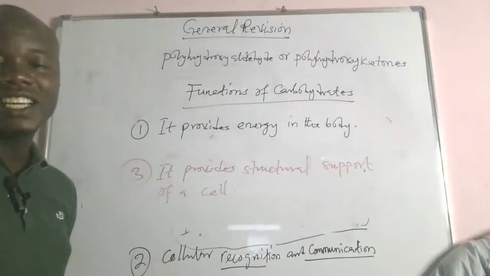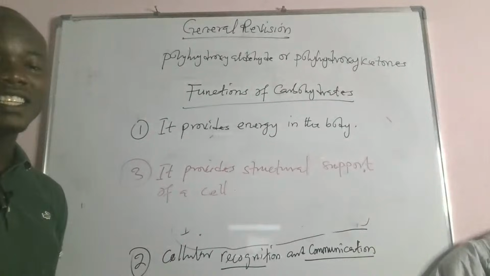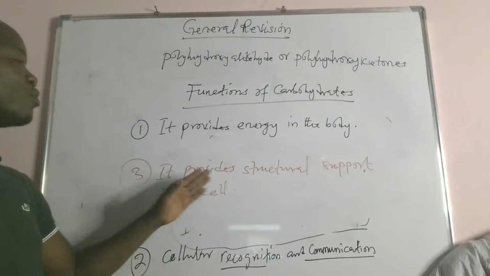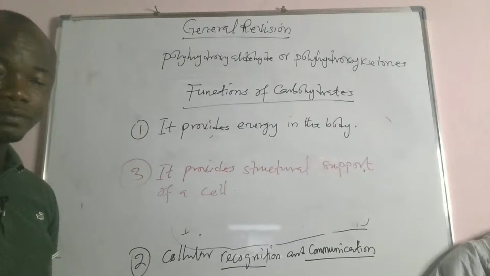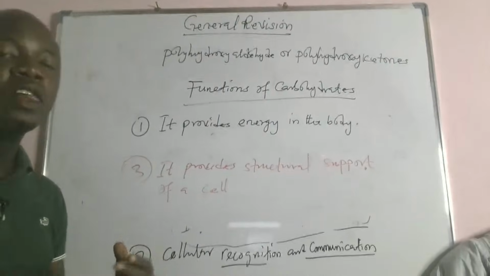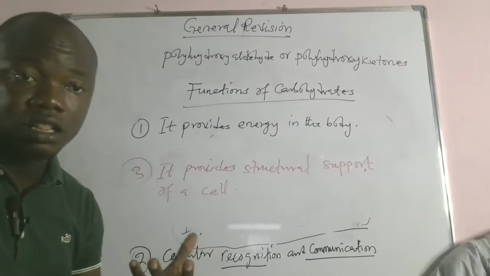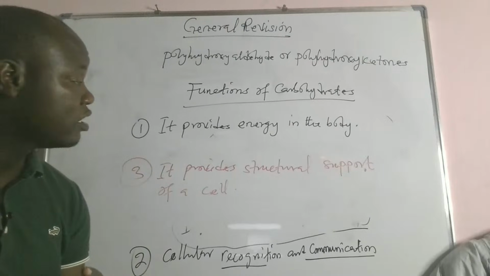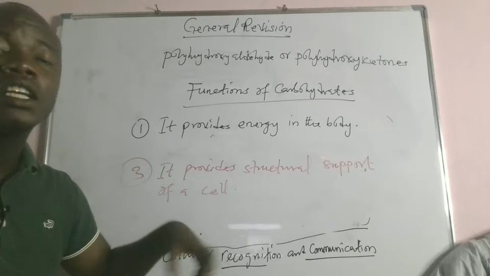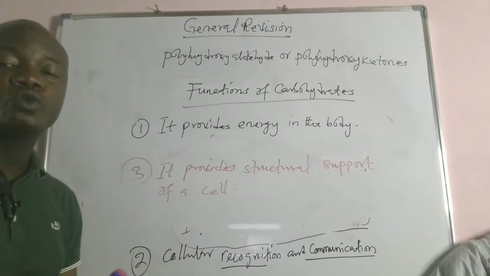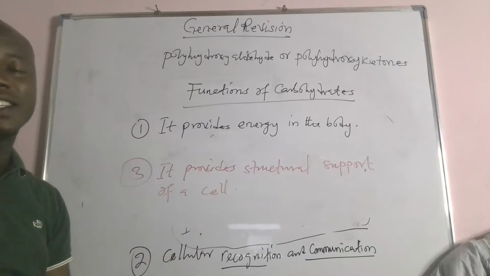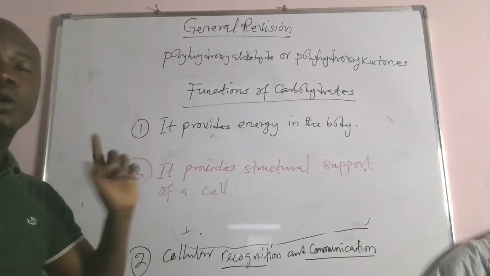You see, some of you are just watching the videos, but you are not taking your time to understand exactly what they are doing. Someone is writing lipogenesis. No, no. It provides structural support of a cell. So what does that mean? Generally, cells like plant cells and bacterial cells, it is these carbohydrates that are used to maintain the structure of their cells, to maintain the integrity of their cell.